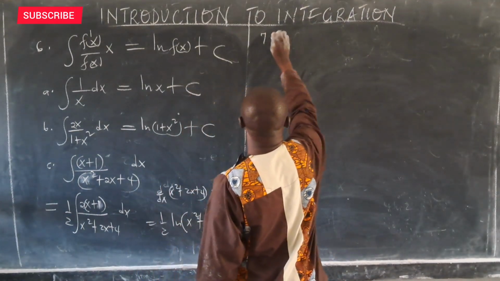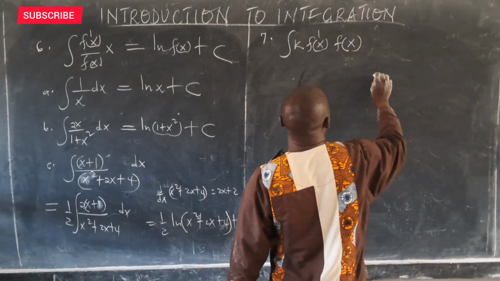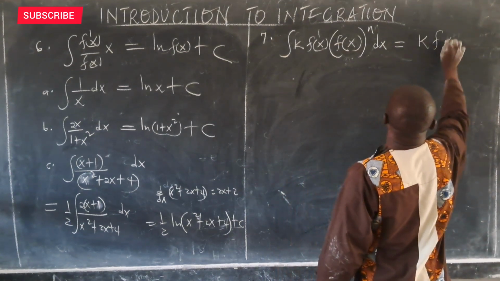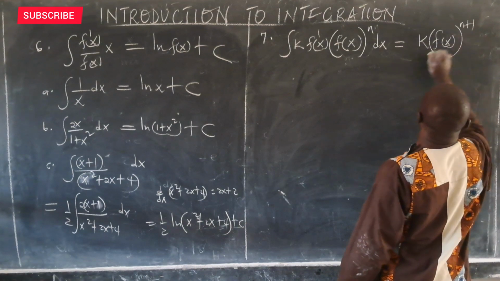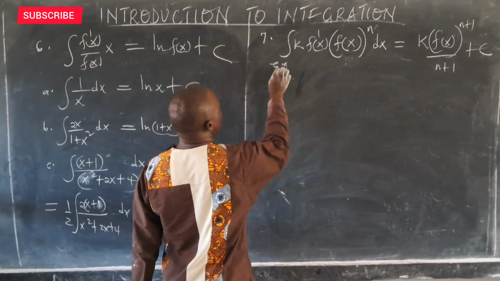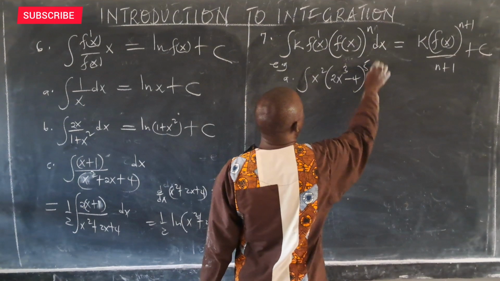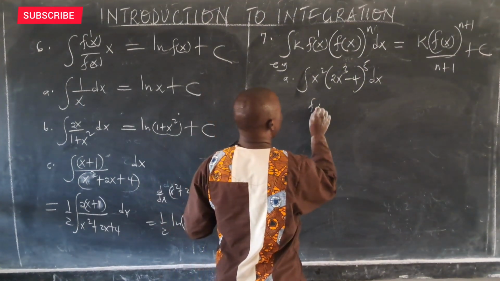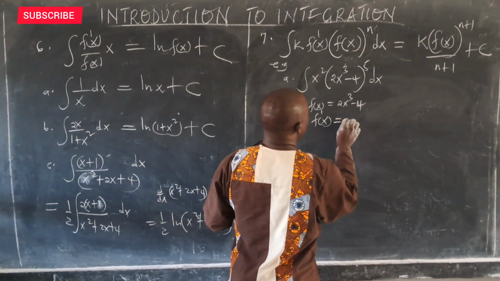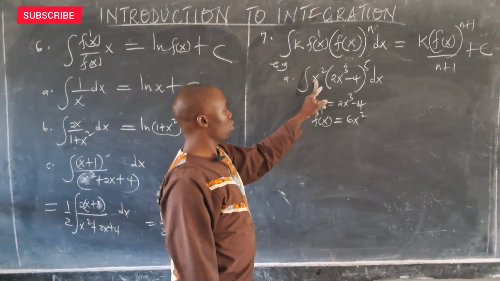Let's look at issue 7. Say maybe you have k, derivative of this function to power n dx. This becomes k power n plus 1 out of n plus 1 plus a constant. So maybe let's take an example here. Say probably you have something like this, x squared into 2x cubed minus 4 power 5 dx here. So if our fx is this, 2x cubed minus 4, if you differentiate it, you are going to get 6x squared. So you can see x squared here, but lacks a 6 here.